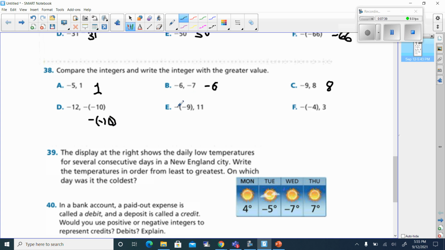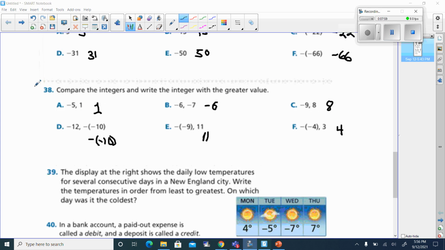And then we got -9 and 11. Well, this is 9 and 11, but the greater number is still 11. 11 is bigger than 9. And then we have a -4 and a 3. Well, negatives make a positive, so there's a +4. 4 is obviously bigger than 3.